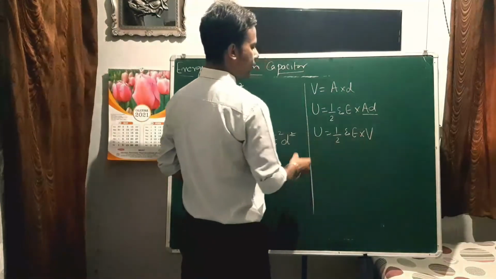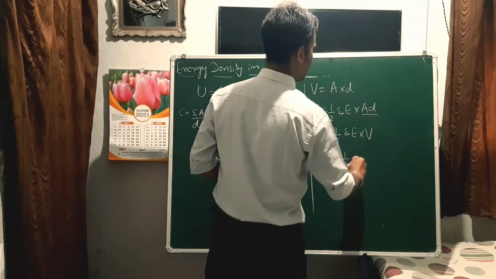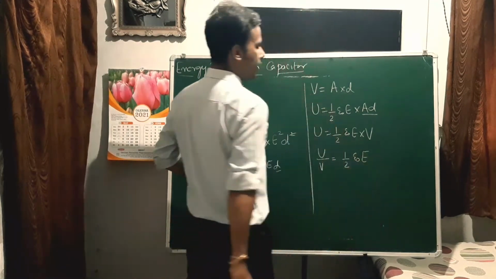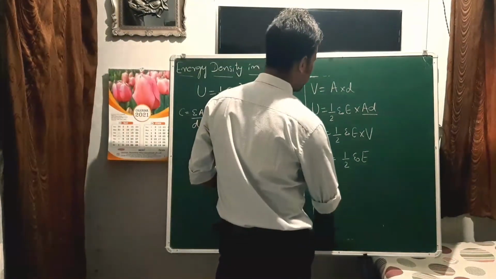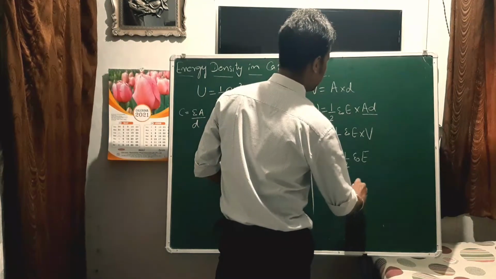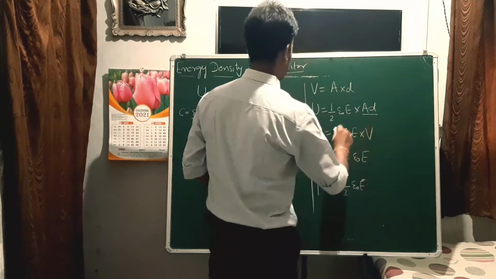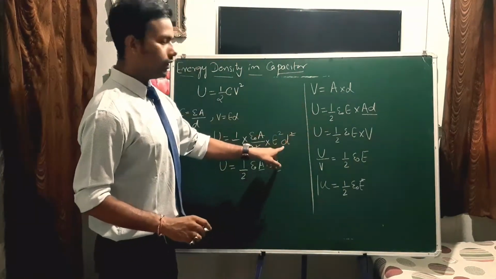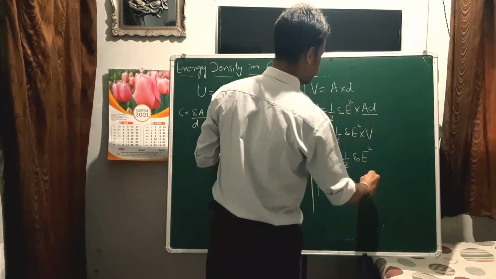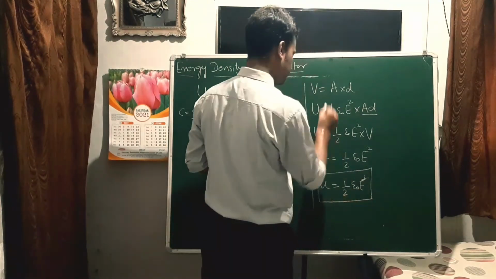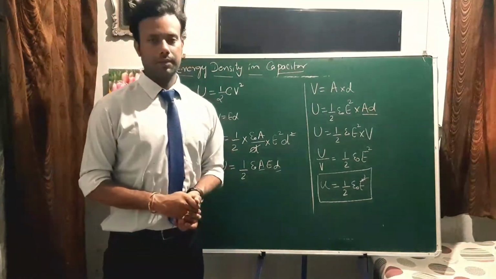So U divided by V will be half epsilon naught E square, and this is nothing but the energy density of the capacitor. This can be written as small u equals half epsilon naught E square. Sorry, I wrote E here, that is E square basically. So this is the formula for energy density of a charged capacitor.